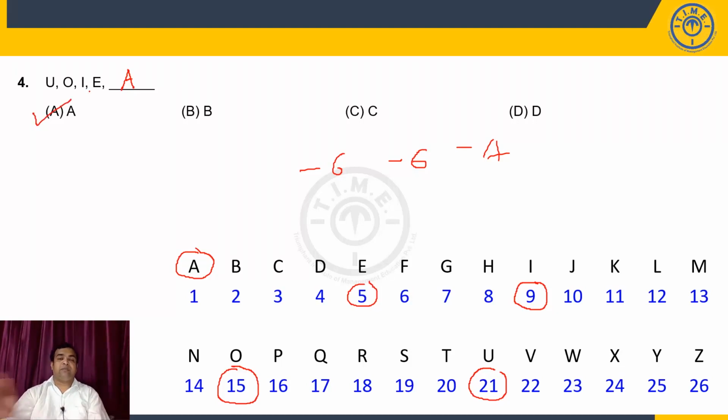Okay, so I tried first like minus 6, but I am not getting a pattern. Minus 6, minus 4. So something is wrong. Okay, then I realized U, O, I, E, A are the vowels. So by that logic, the answer is A, option A. Okay, so vowels, consonant, that is a very, very common logic. Fine. Okay, can you look at the next question?